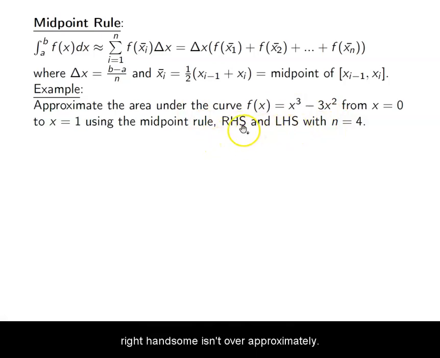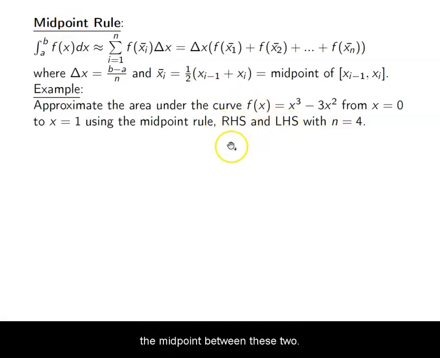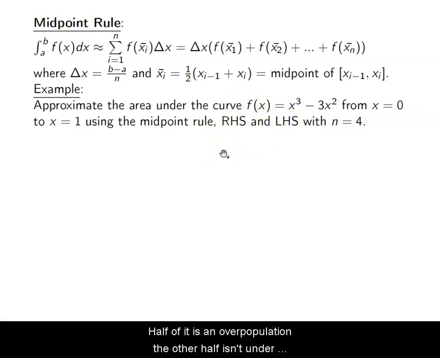So for instance, let's say our right-hand sum is an over approximation. Our left-hand sum will probably be an under approximation. And the midpoint rule would be right in between the two, because since all of the heights of the rectangles are the midpoints between these two, half of it is an over approximation, the other half is an under approximation. So it's generally much, much more accurate than either one of these two. So let's go ahead and check this out.